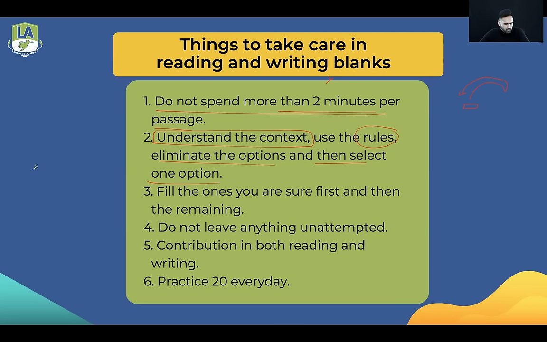Now, let's say this is the passage. This is one blank, second blank, third blank, fourth blank. If you're confused about this, fill the ones you're sure about first. What will happen as a result? You'll have a better understanding of the passage, and the chances of the other two being correct will go up as well. So fill the ones you're sure about first and then the remaining ones. Do not leave anything unattempted. There's no negative marking. If you do it wrong, you'll get zero. If you leave it, you get zero, so it's better that at least you attempt it.